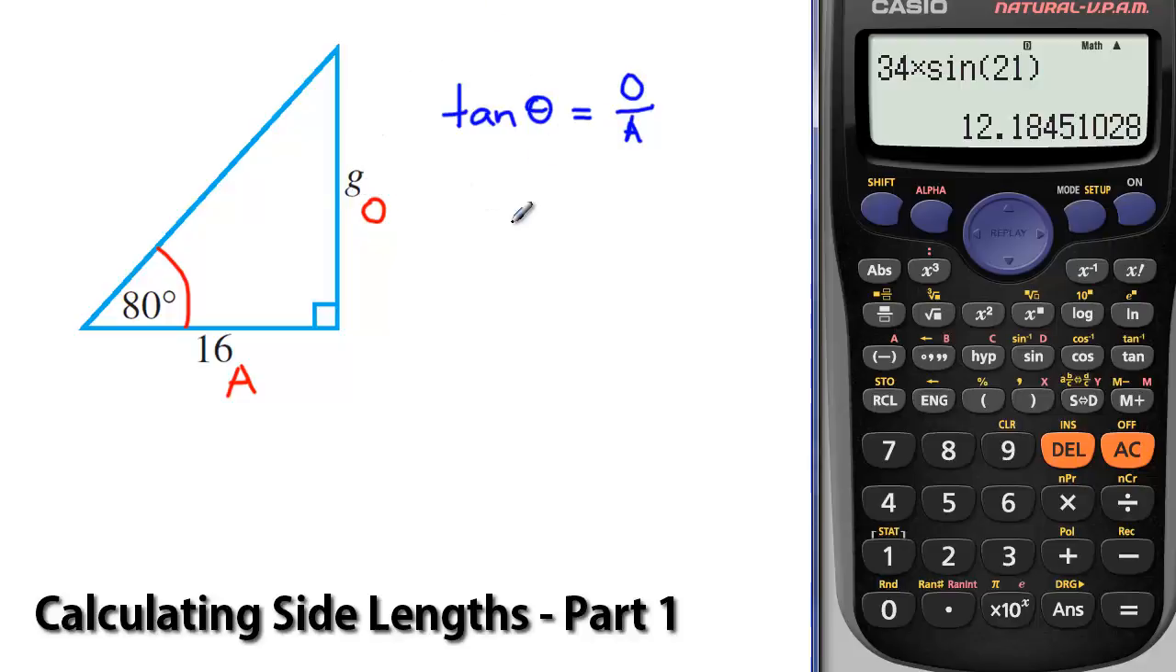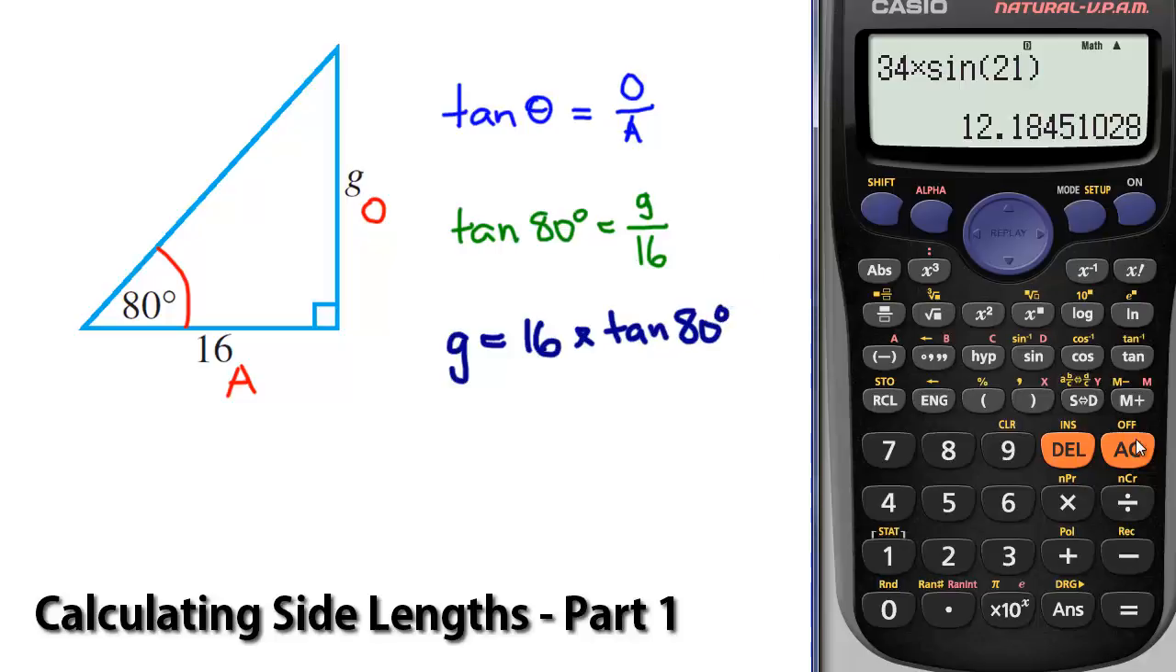Substitute your information in, so tan 80 degrees. Tan 80 degrees is equal to g over 16. Again, we rearrange this formula to make g the subject. I'm going to multiply both sides by 16. So g is equal to 16 times tan 80 degrees.